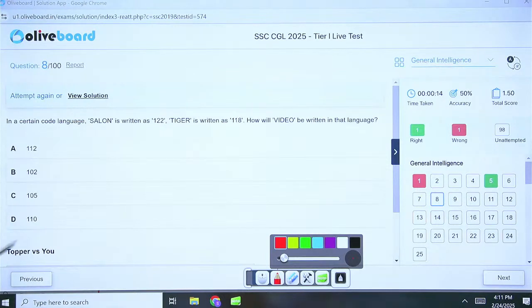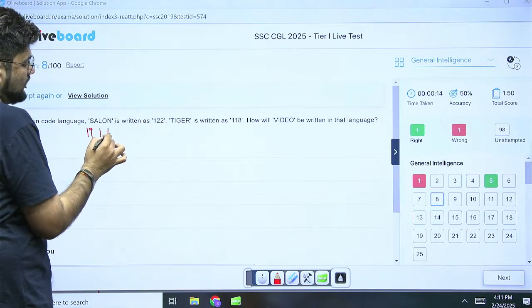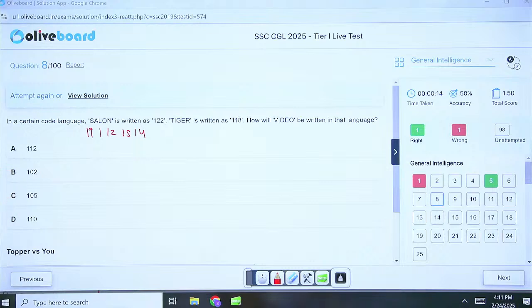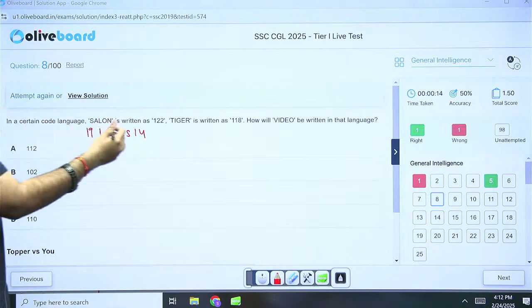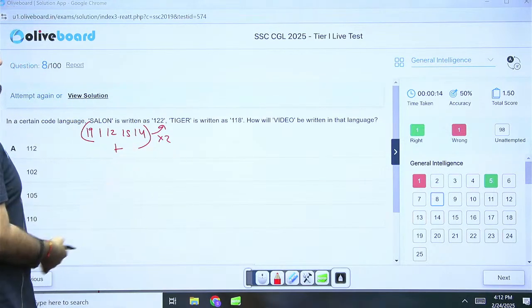So what is happening here? 19, 1, 12, 15, 14. Just add them all. Okay, so this is 20, this is 27, 47, 57, 4, 61. 61 into 2 is 122. Simply multiply by 2. The sum is being multiplied by 2.